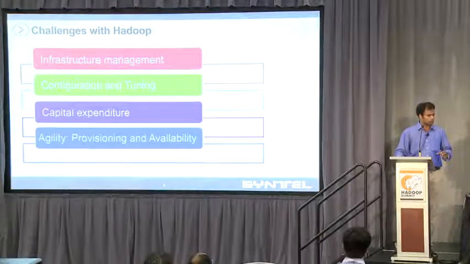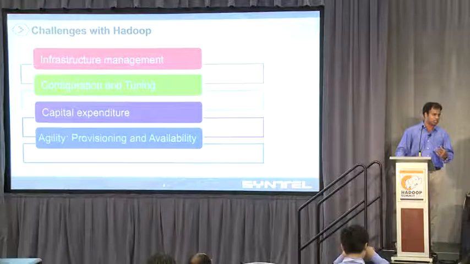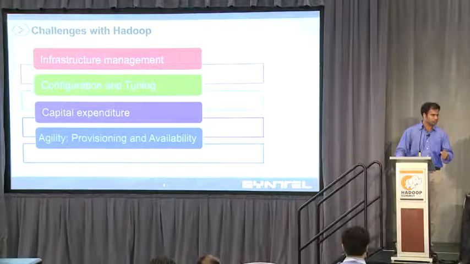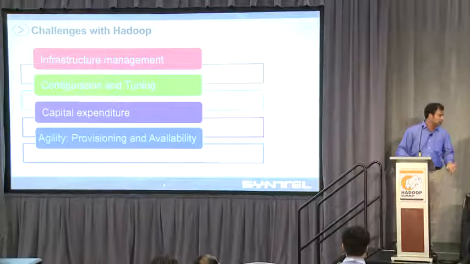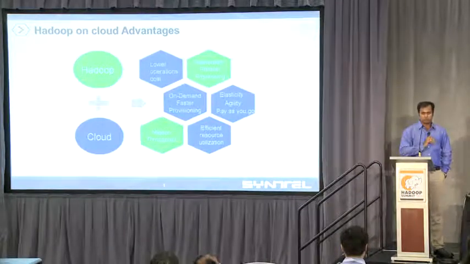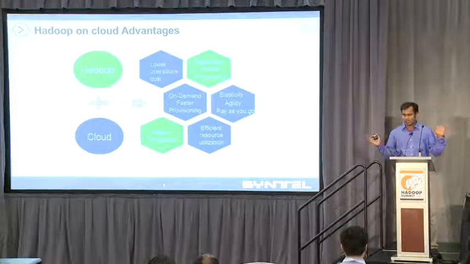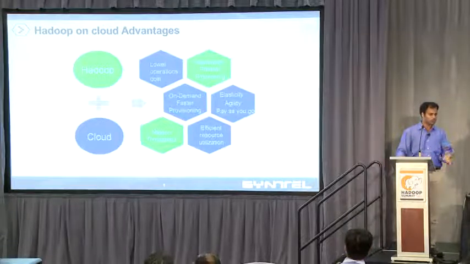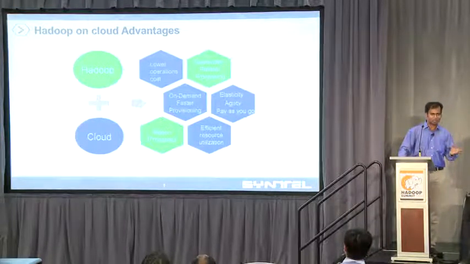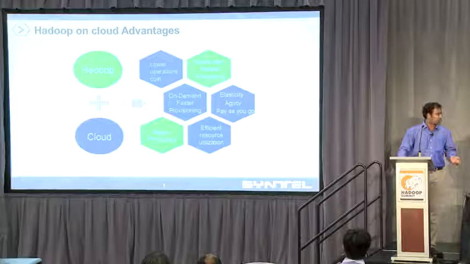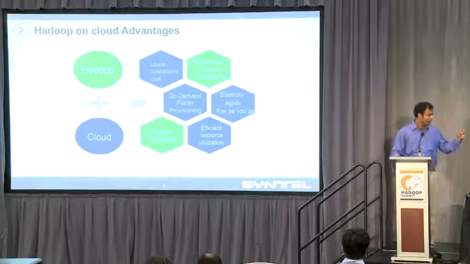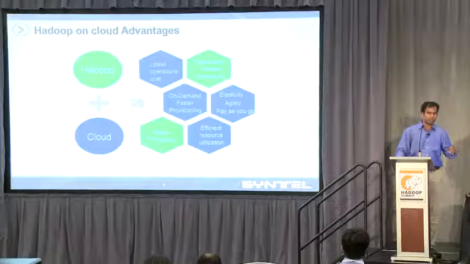Then comes availability. Though Hadoop is quite available from a framework perspective, when you go for hardware, hardware is subject to failure, so it's not 100% guaranteed. It's quite available. With this, how best can we integrate Hadoop on cloud such that each complements the other? Whatever features lag in one can be complemented by the other.